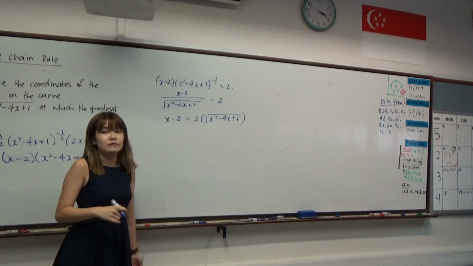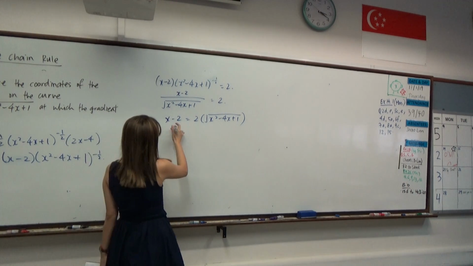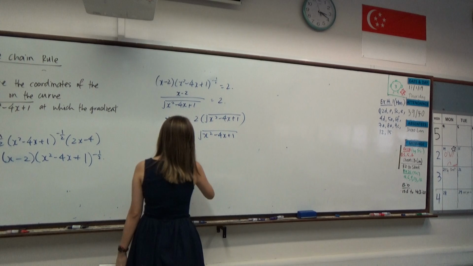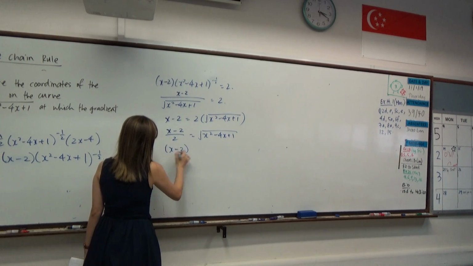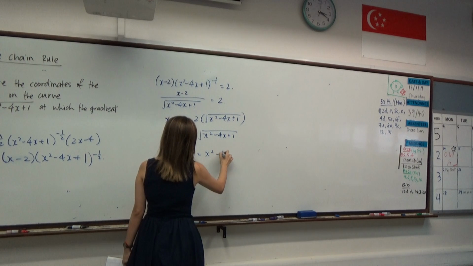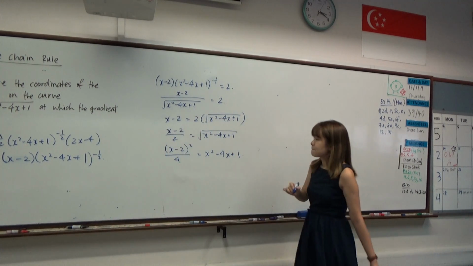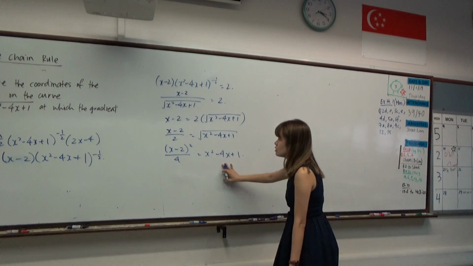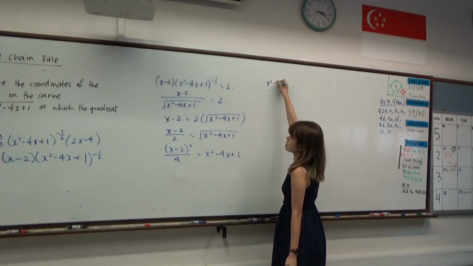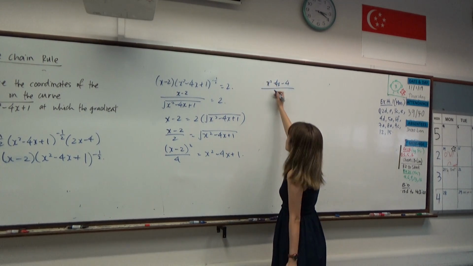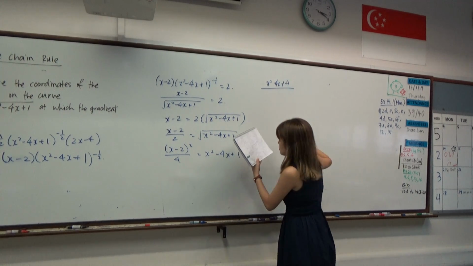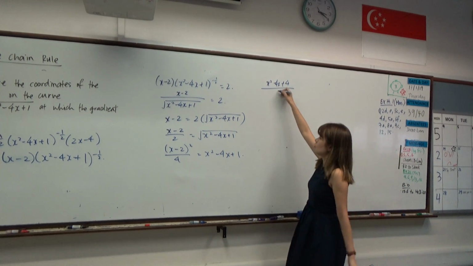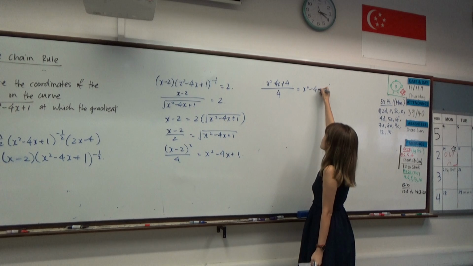Okay, it would get rid of the square root, right? So we can divide the 2 over, and then we do a square. Or you can just square throughout the whole equation, that is also fine. So upon expansion, you will get x squared minus 4x plus 4, over 4, equals x squared minus 4x plus 1.